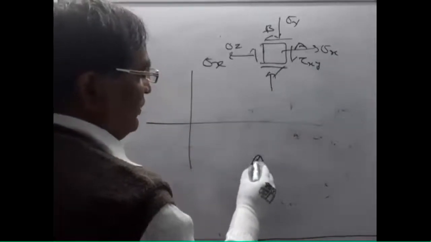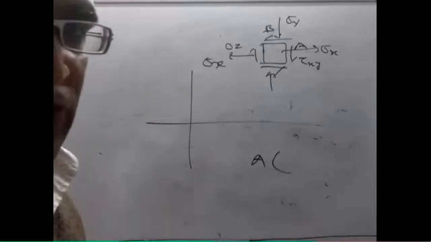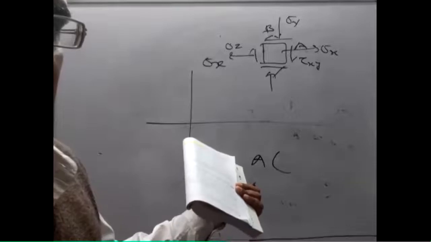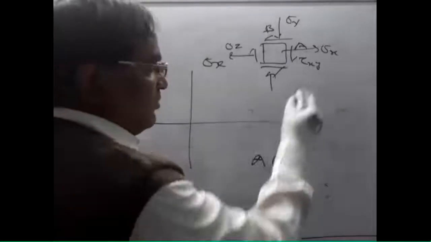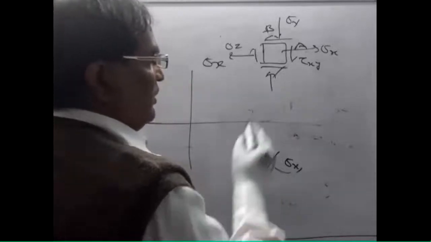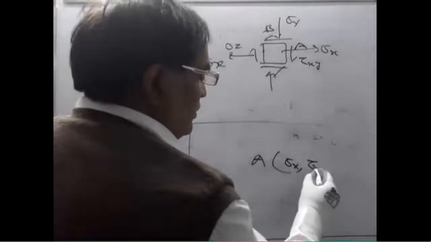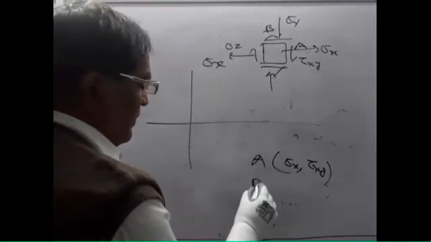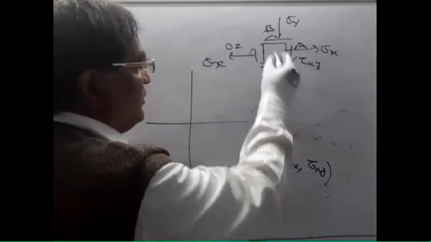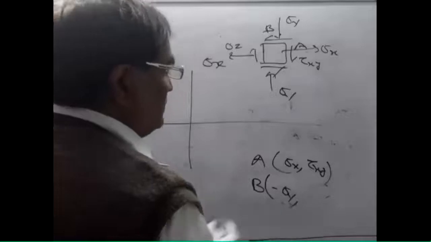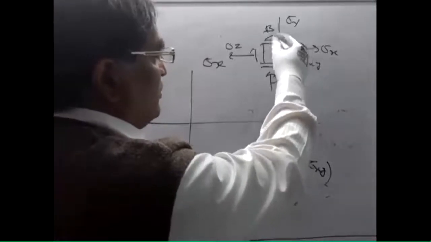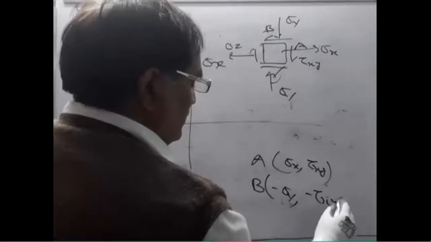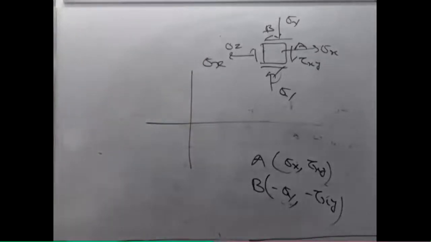So what will be the coordinate of A? Can anybody tell me what will be the coordinate of A on the basis of the sign convention? Since sigma x is normal, obviously you have to take the sigma. And the tau xy is clockwise, so you have to take it positive. You can go the opposite also. And what will be B? B, obviously it is a compression. Sigma y is given in compression. And it is given as anti-clockwise, so obviously it will be minus tau. Right. So we keep this sign in mind.